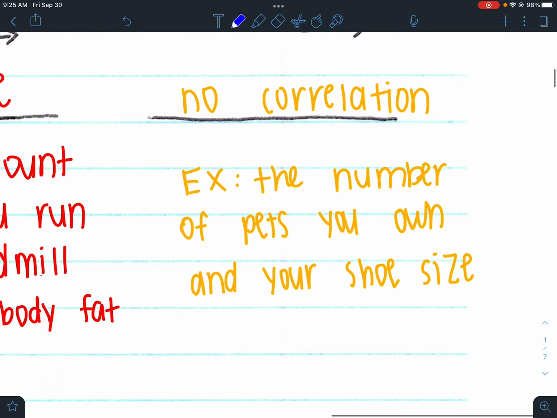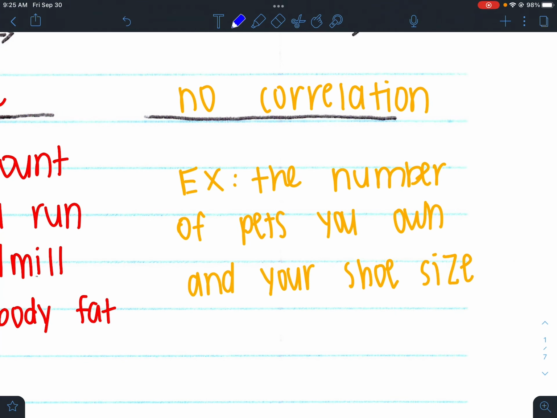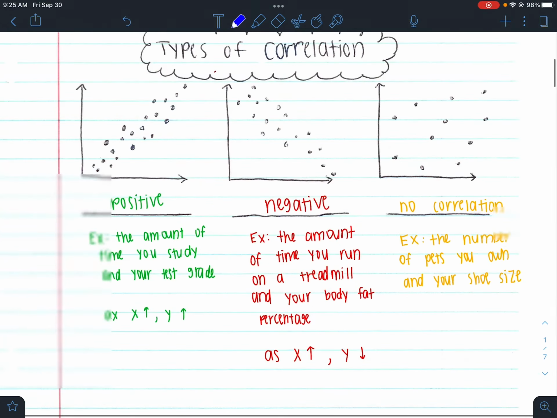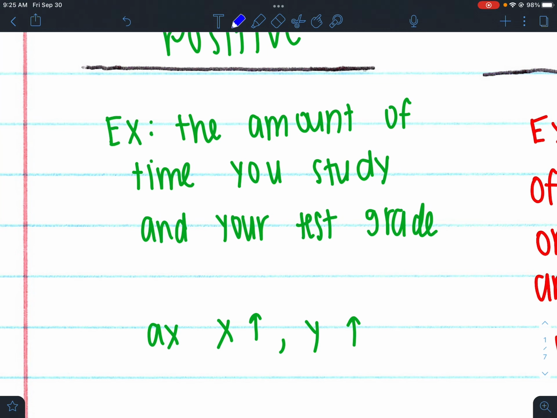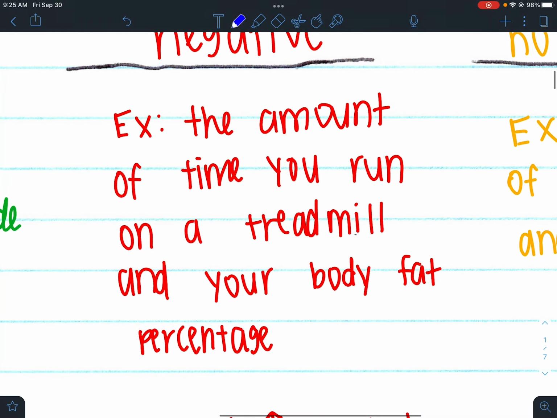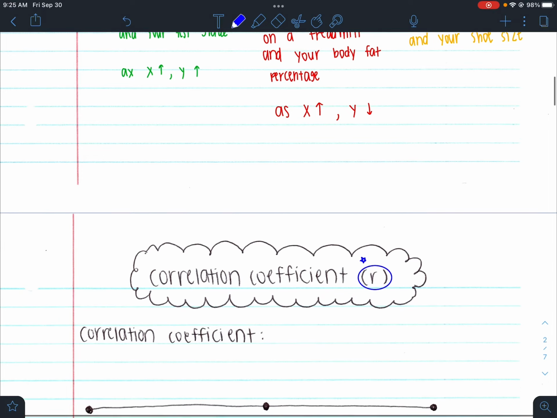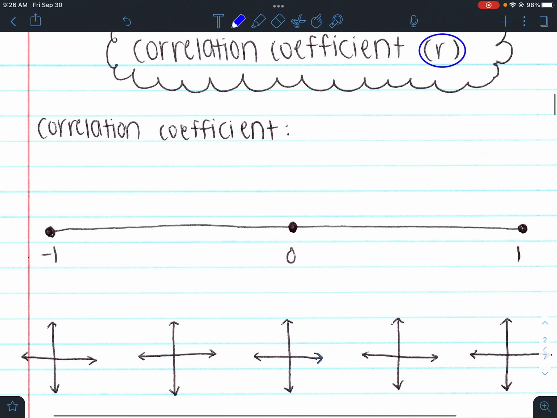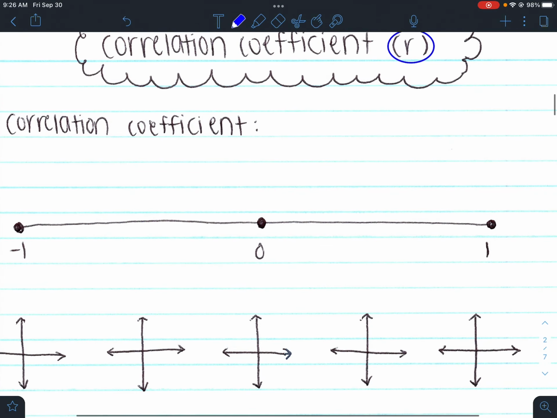So, for example, if I'm talking about my number of pets that I own and my shoe size, that's going to be a fairly weak strength because they're not very related to each other. But if I'm talking about the amount of time that I study and my test grade, that's going to be a stronger relationship. And the amount of time that I run on a treadmill and how much body fat percentage I have, that's also going to be a strong relationship. But there are, again, different types of relationships here. So your calculator is going to give you an R value. And your R value is always going to range between -1 and 1.